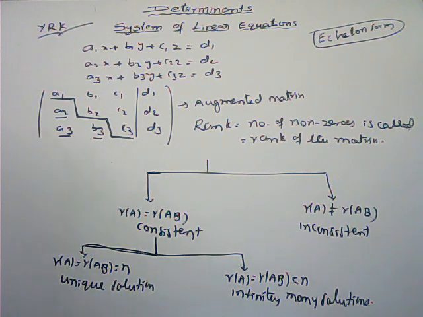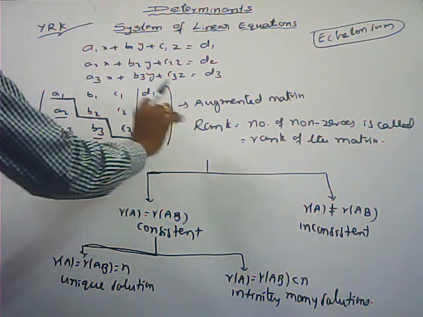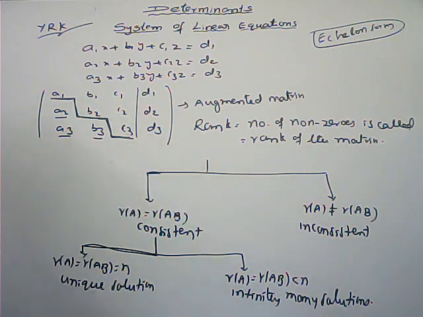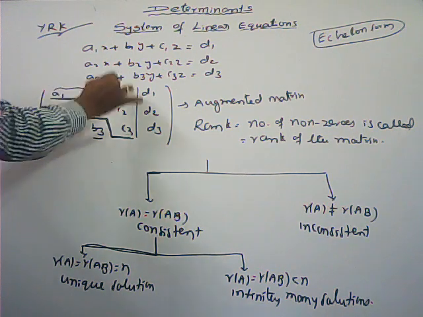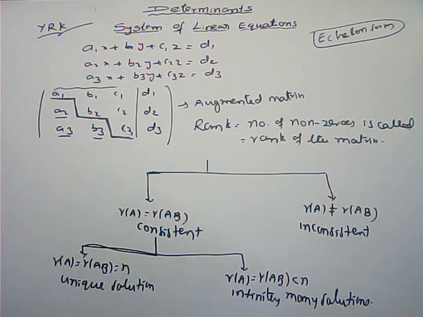Then we can check the number of non-zero rows. Here 2 types are there: rank of A, this is the A matrix, and rank of the total augmented matrix.